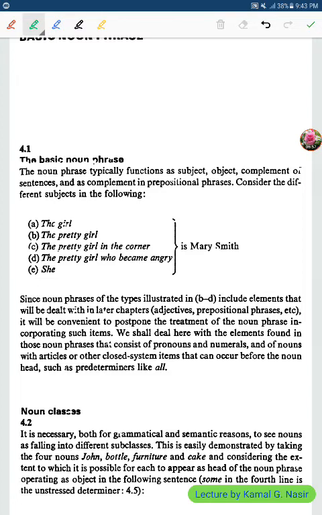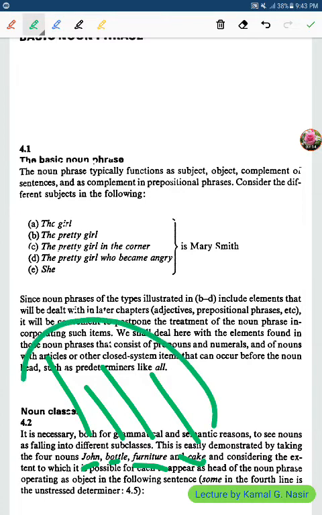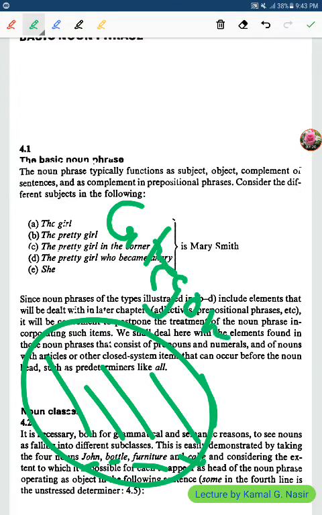Good. Now we come to what? To different nouns. Let us first take some nouns. For example, John is a noun. Bottle is a noun. Furniture is a noun. Cake is a noun. But do all these nouns belong to the same category? Or do they belong to the same category?